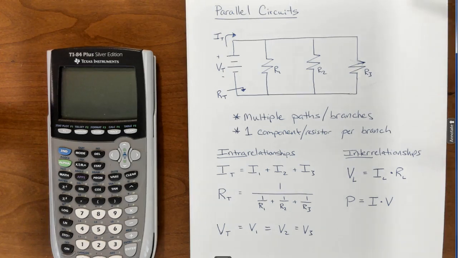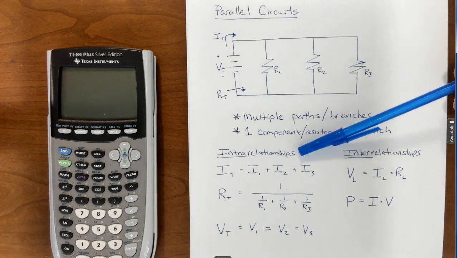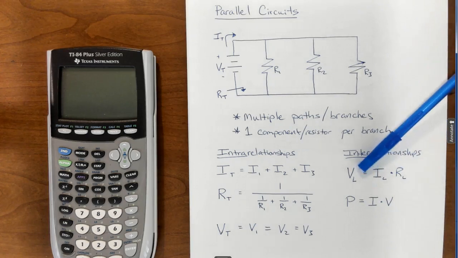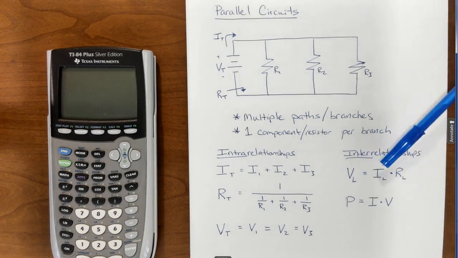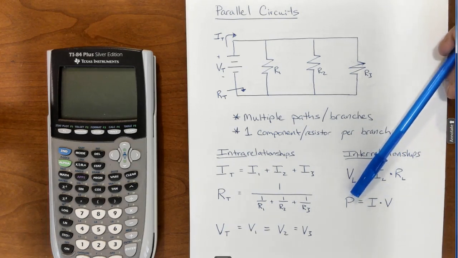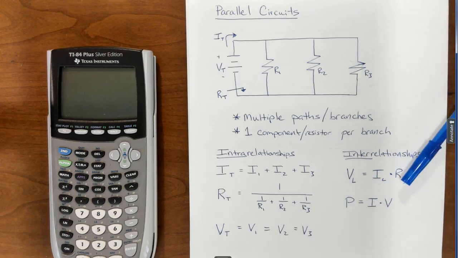Okay? So like our series, we've got some relationships. We have some interrelationships. These are unique to a parallel circuit. These interrelationships are true for both the series and the parallel. So these should look the same. We've got Ohm's law again, that volts is still equal to the product of current and resistance, and we've still got our power formula. Power measured in watts is equivalent to current times voltage.